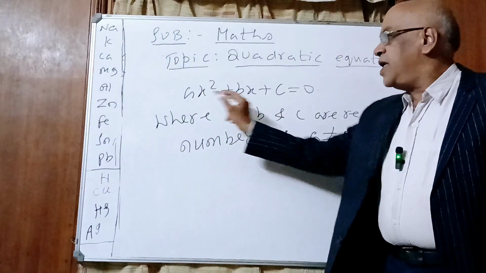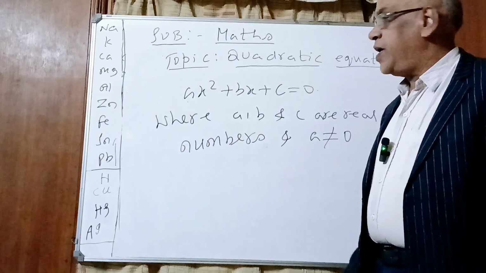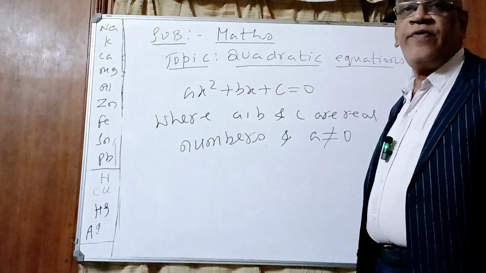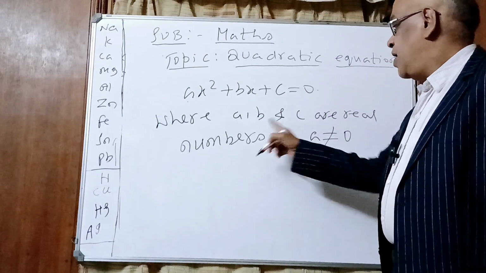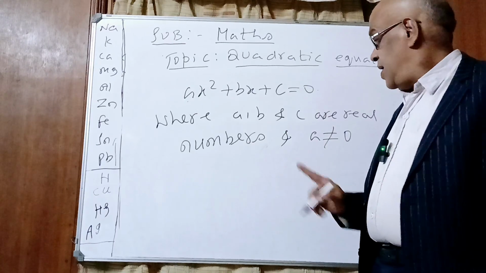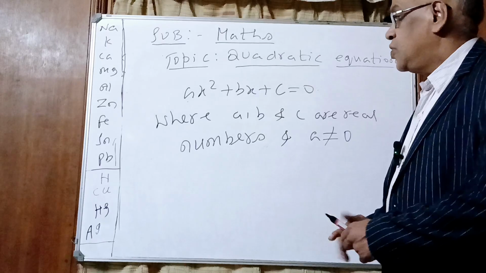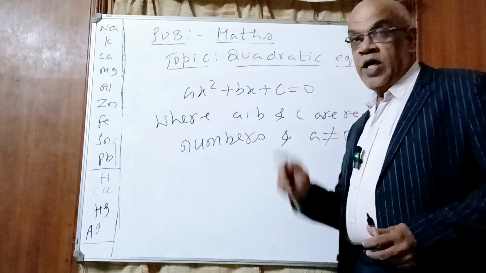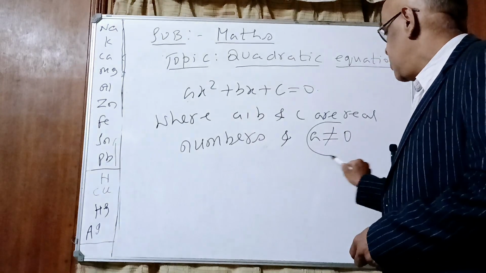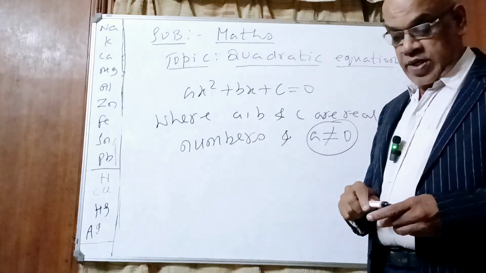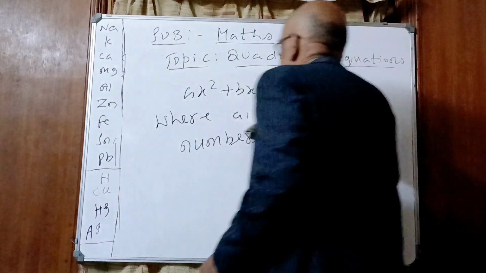What are a, b, c, children? a, b, c are real numbers. What is a? Coefficient of x square. What is b? Coefficient of x. What is c? The constant term. They are all real numbers. And a should not be 0. a should not be 0, children. So, please pause my video, get your doubts clarified. This condition is very, very important, children. Understood? I need a little more space.